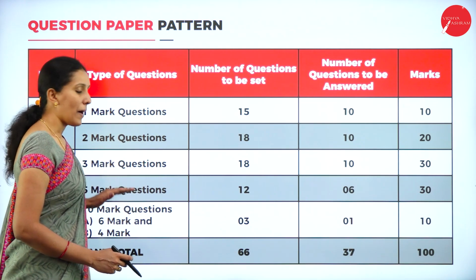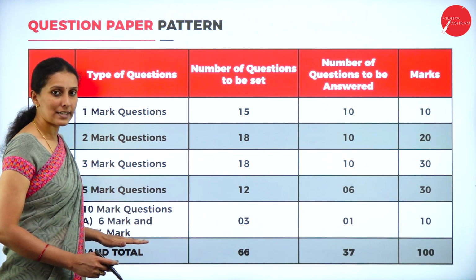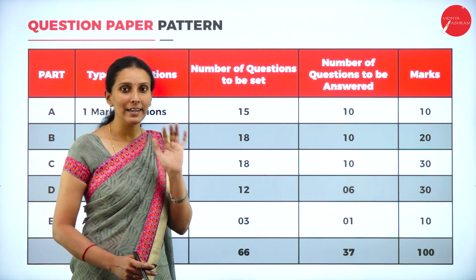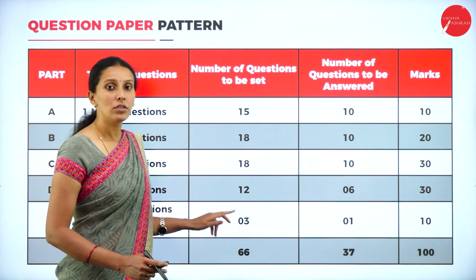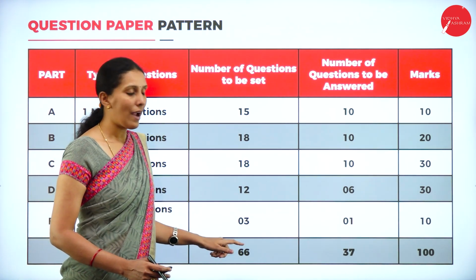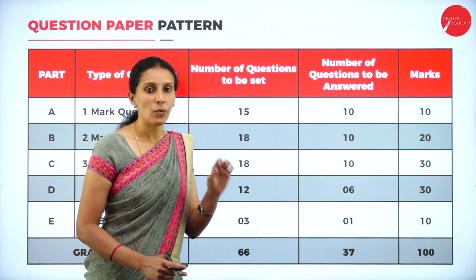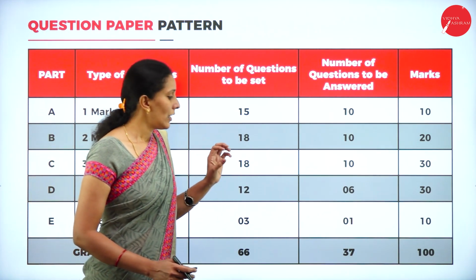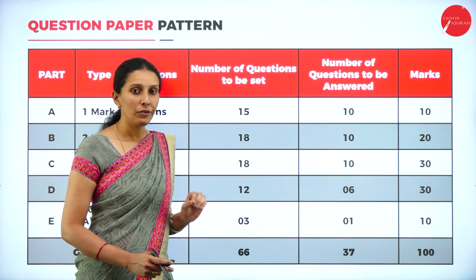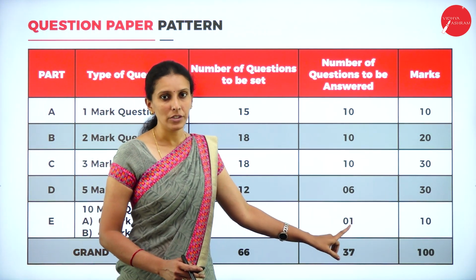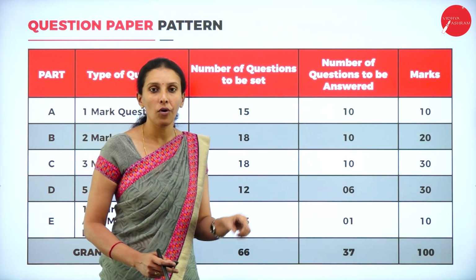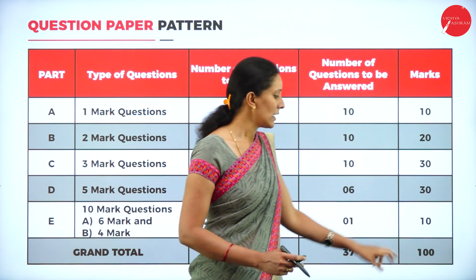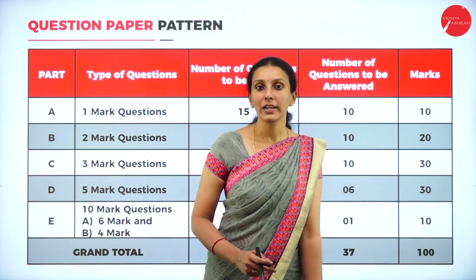And in part E, that is the last section, you have to attend only 1 question carrying 10 marks. They will give you 3 questions. You have to choose any one. That is question number 64, 65 and 66. So they will give you 3 questions, but you have to choose only 1 question, either question number 64 or question number 65 or question number 66, and write 1 question to get 10 marks.